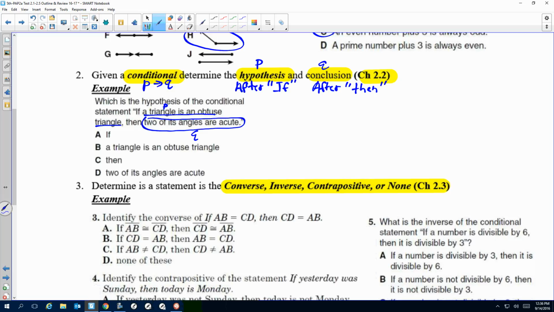All right, labeling helps me see. Okay, I'm looking for the part that's P. That is B. P is my hypothesis. Everything after the if to then. All right, then special types of conditionals.